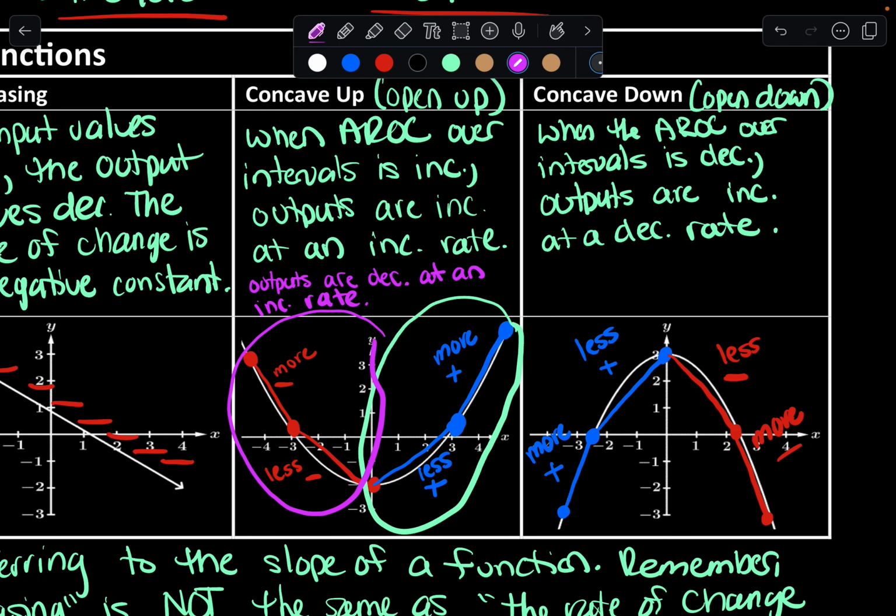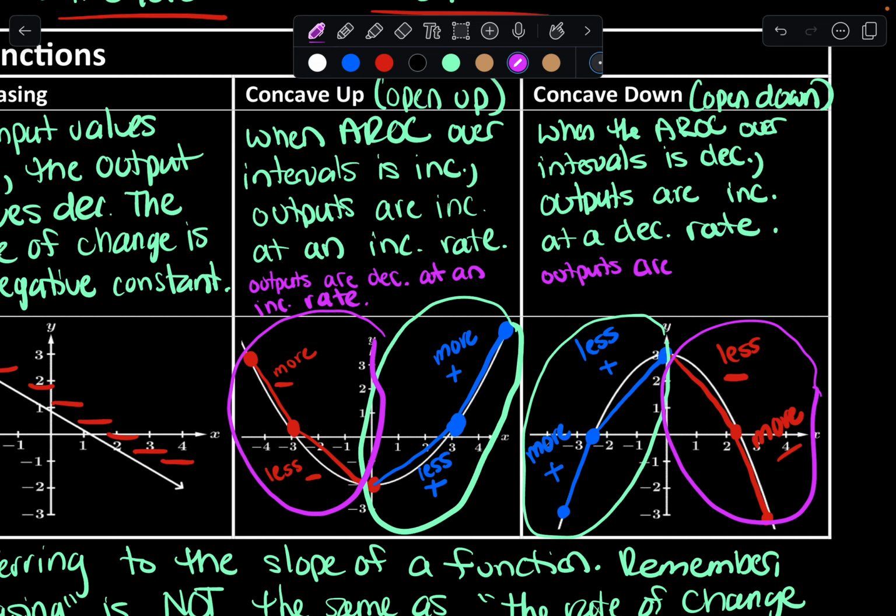Okay. Now, for concave down, I said that outputs are increasing at a decreasing rate. That is only true for this side. For the other side, the outputs are decreasing at a decreasing rate. So I can see that the function is going down, but it's at a decreasing rate because the average rate of changes over similar intervals is decreasing more. So we say it's decreasing more.